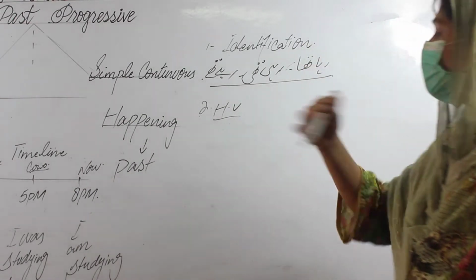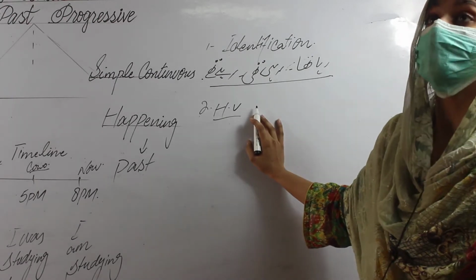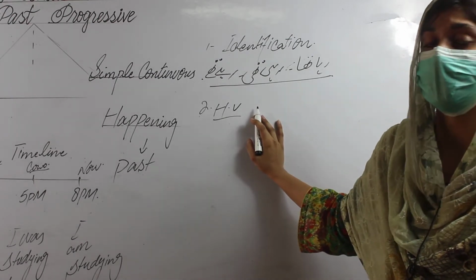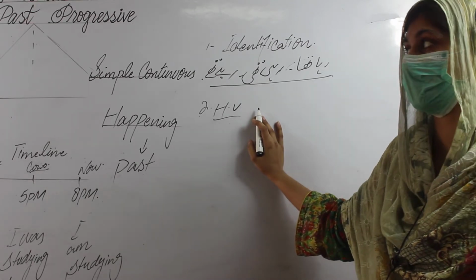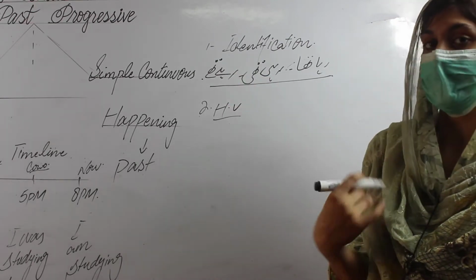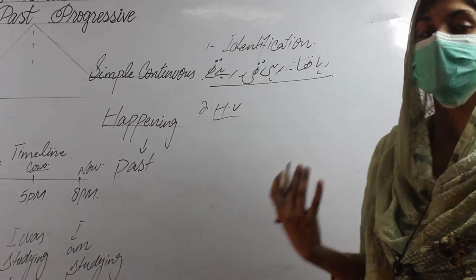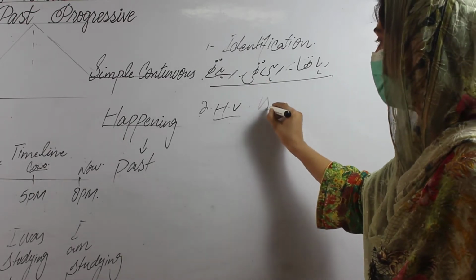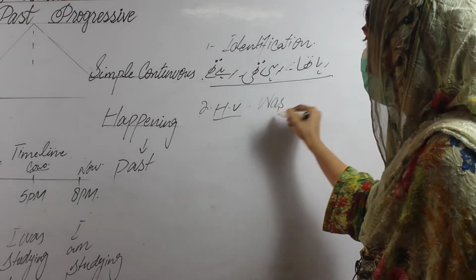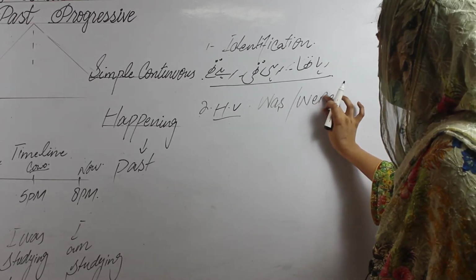Now the second point is the helping verb, because we need a helping verb. Without the helping verb we can't solve any statement, and we can recognize and differentiate. This one is past continuous, this one is past progressive, this one is a simple continuous tense. In this helping verb we have two types: first one is was and the second one is were.